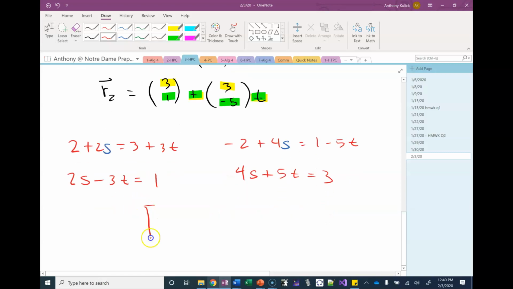I'm going to turn this system of equations into a matrix. And I'm going to solve this using the row reduced echelon form command on my graphing calculator. I don't know why I put a 1 there. That's definitely supposed to be a 2.